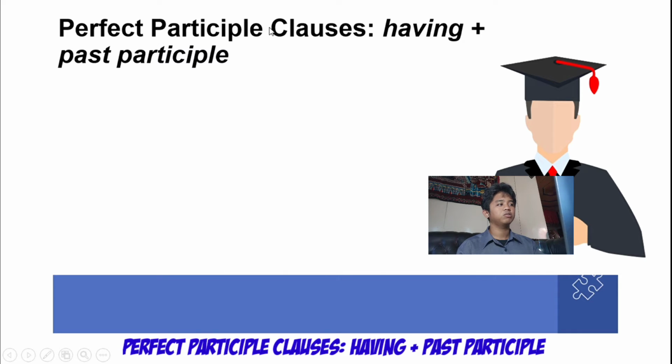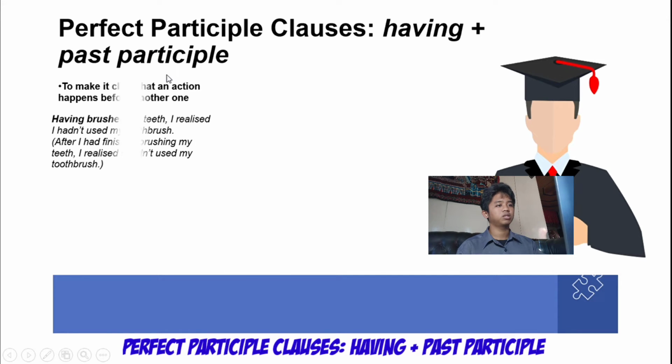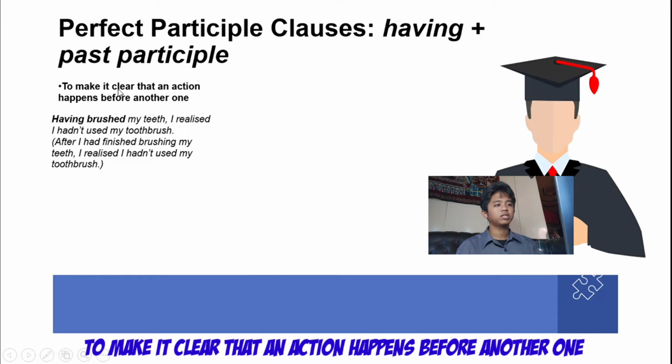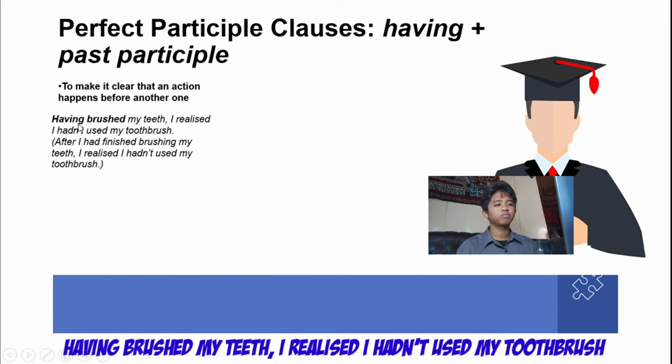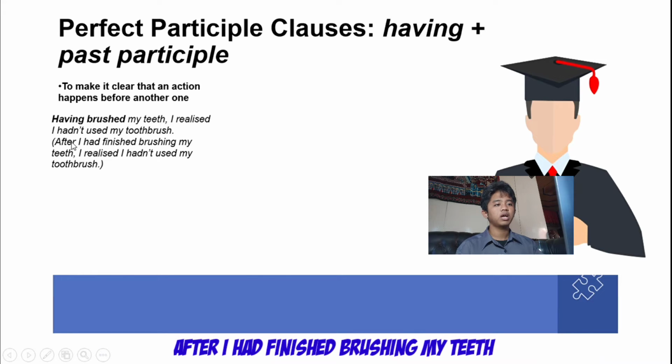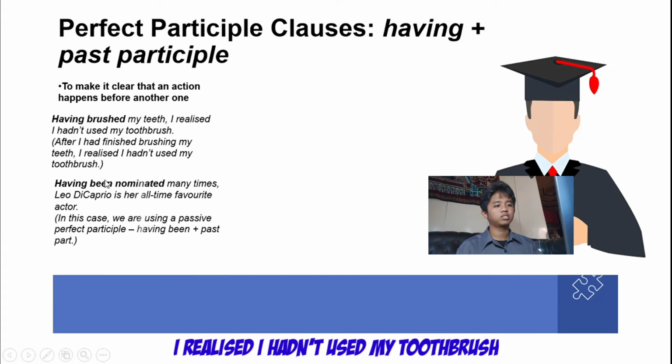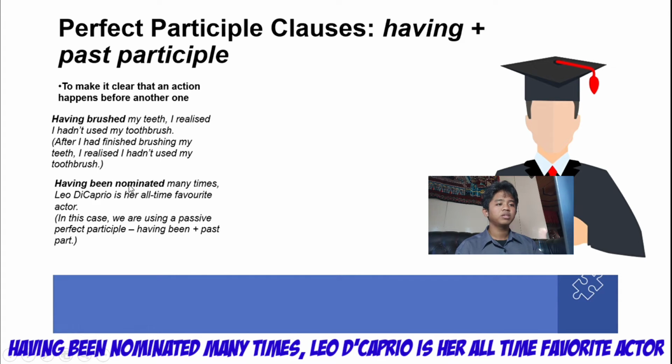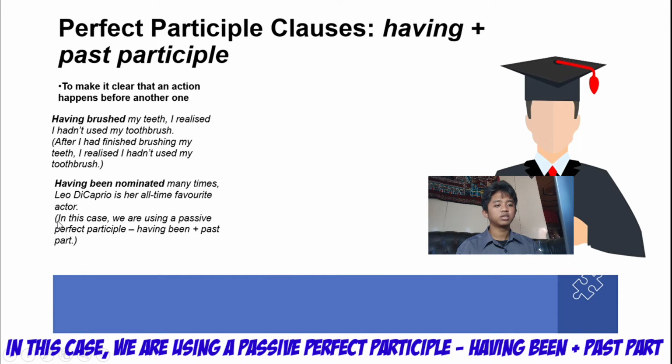Perfect participle clause, having plus past participle. To make it clear that an action happened before another one. For example, having brushed my teeth, I realized I hadn't used my toothbrush. After I had finished brushing my teeth, I realized I hadn't used my toothbrush. Having been nominated many times, Leo DiCaprio is her all-time favorite actor. In this case, we are using a passive perfect participle, having been plus past participle.